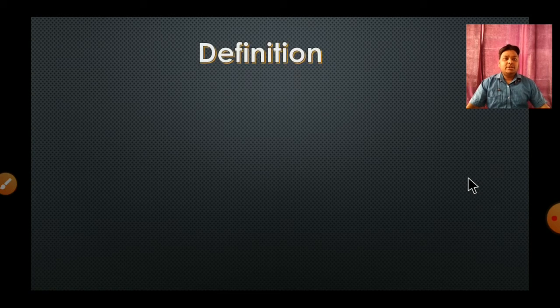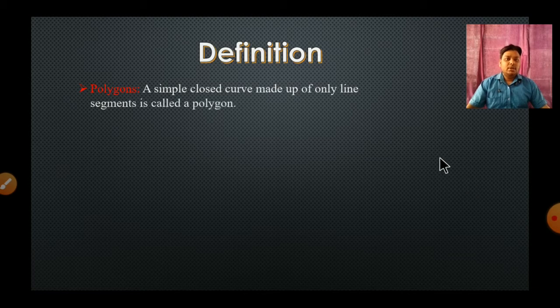At first, let's see the definition. Now, polygons. What is a polygon? A simple closed curve made up of only line segments is called a polygon. For example, we can say quadrilateral, triangle, and so on.